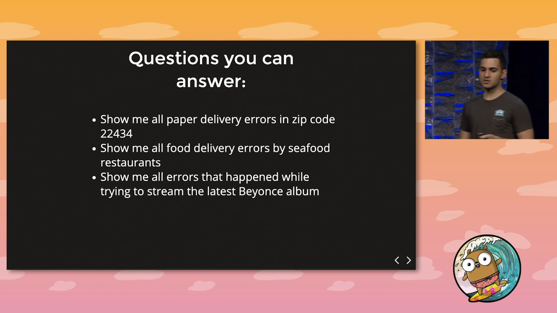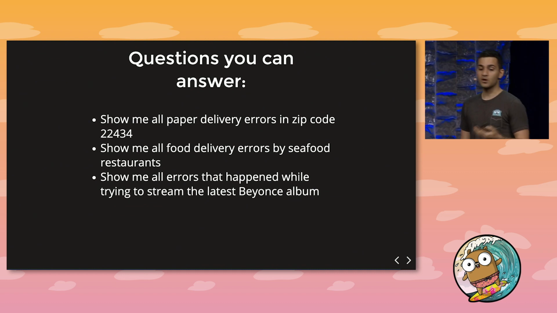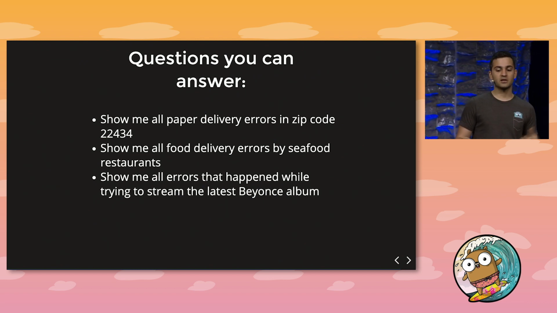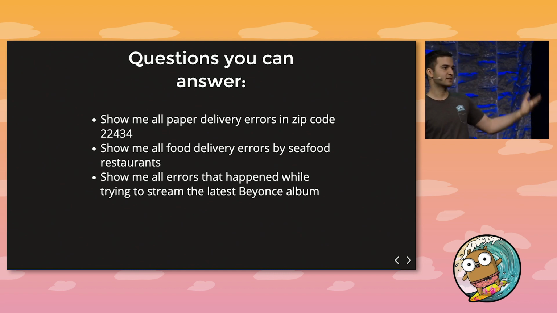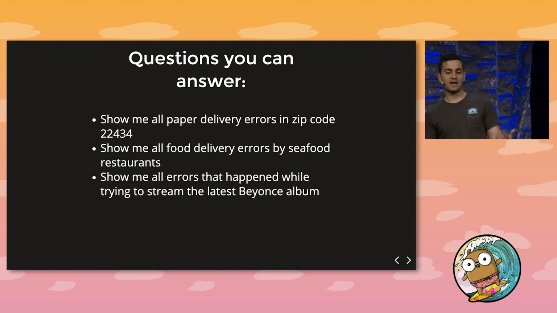So these are some of the questions you can answer. You can say, show me all the delivery errors in zip code 22434. Or show me all the food delivery errors by seafood restaurants. Maybe you include the restaurant category in your errors. Show me all the errors that happened while trying to stream the latest Beyonce album. You can just basically ask these questions without doing anything.